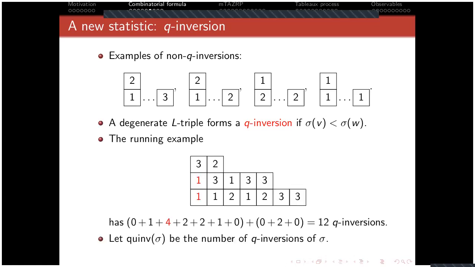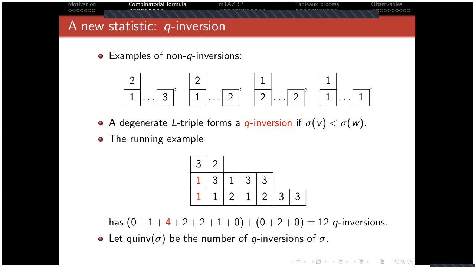So for this running example, I should not have highlighted this, but if you look at 3, 1, there's nothing on this row that gives you a Q inversion. If I look at 2, 3, this 1, 2, 3 gives a Q inversion. So that's this one. And quin of sigma is the number of Q inversions. Okay, so this is the level of complication.